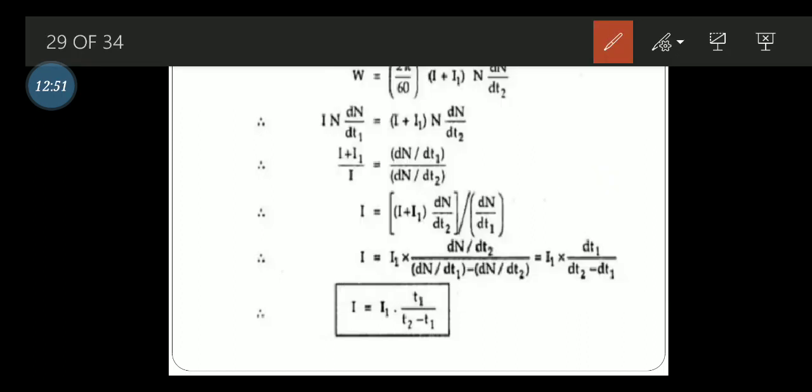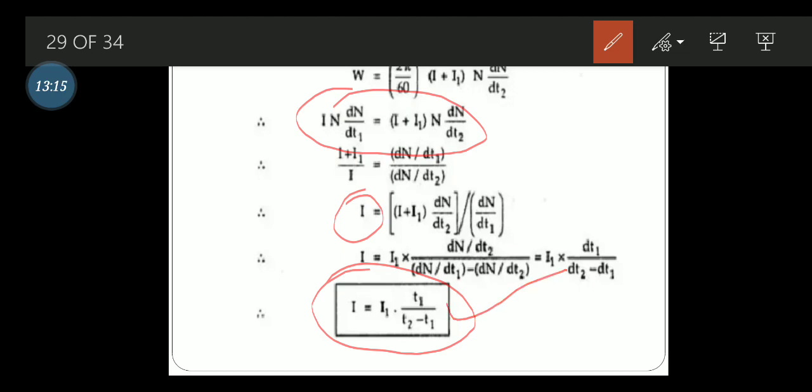Now in both cases the rotational losses are equal. So just equate these two equations, and you will get the result. In this equation you remove the common terms, and finally you will get I equals I1 into bracket T1 divided by T2 minus T1. This is the moment of inertia obtained by adding the flywheel.